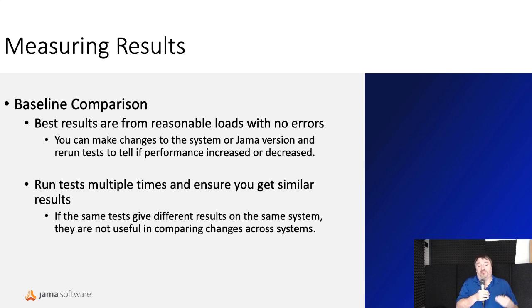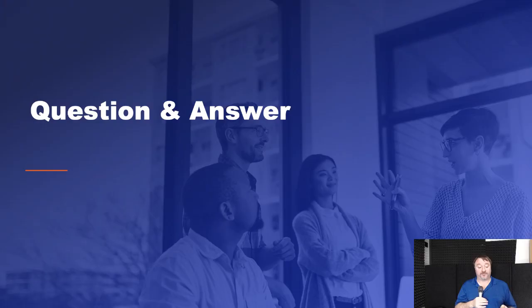So maybe you've got artificial pauses or your tests are too close together. But if you can't get the same results without changing Jama, without making any change to the system, then you're not going to have comparable results when you do change something. So if you add more memory or take memory away, or you add a new version of Jama, if you can't get the same results on the previous version of Jama, then what are you going to compare against? So, go slow, make sure that's working.